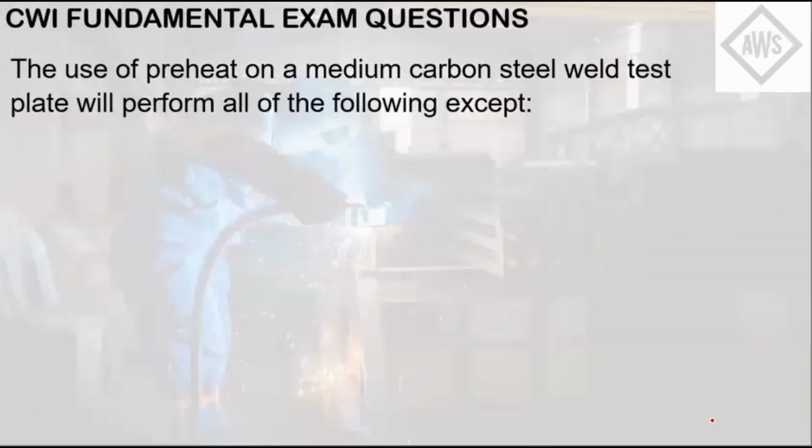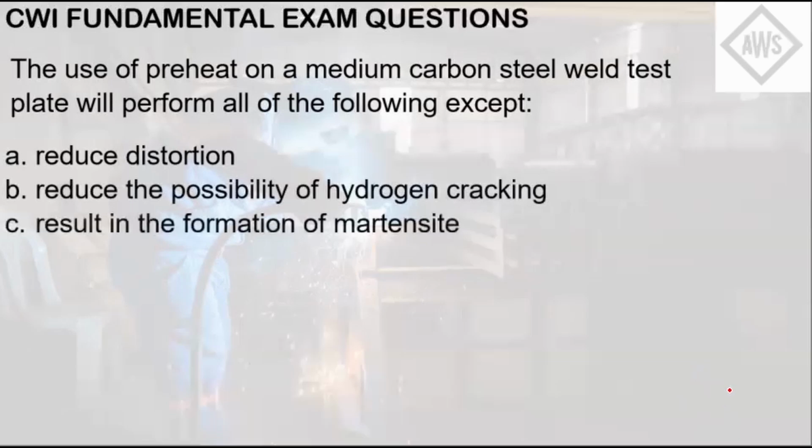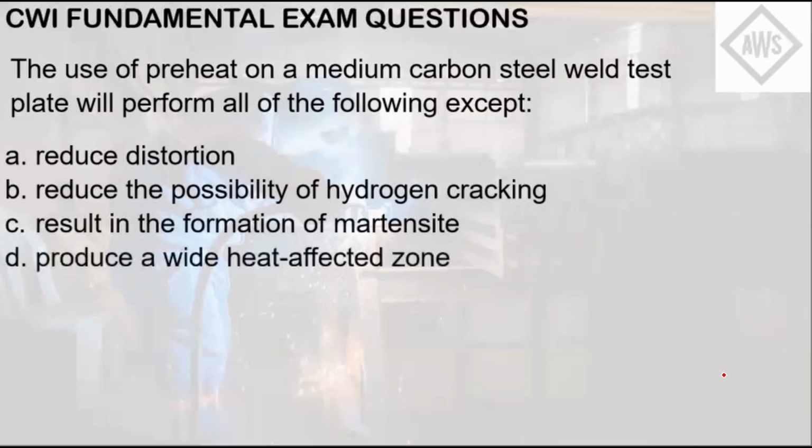The use of preheat on a medium carbon steel weld test plate will perform all of the following except: letter A, reduce distortion. Letter B, reduce the possibility of hydrogen cracking. Letter C, result in the formation of martensite. Letter D, produce a wide heat affected zone. Letter E, diffuse hydrogen. So what happens when you preheat a medium carbon steel?